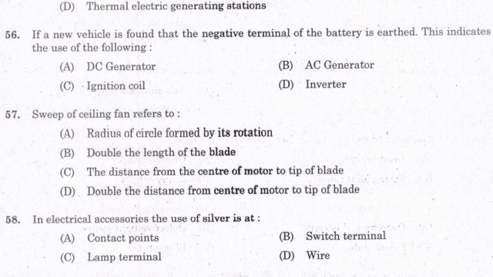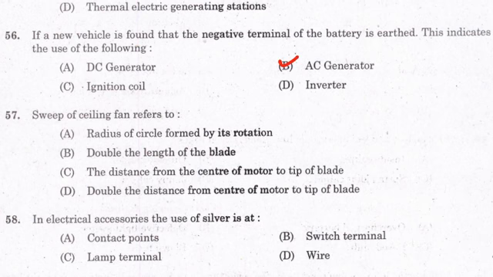Next question. If in a new vehicle it is found that the negative terminal of the battery is earthed, this indicates the use of the following: DC generator, AC generator, ignition coil, inverter. And the right answer is option B, AC generator.